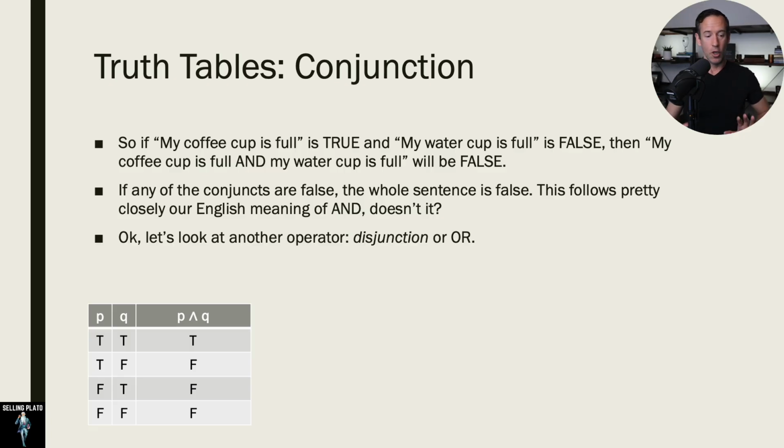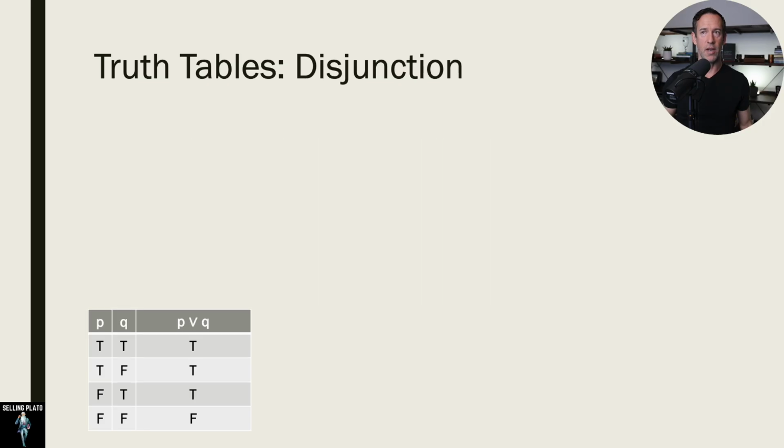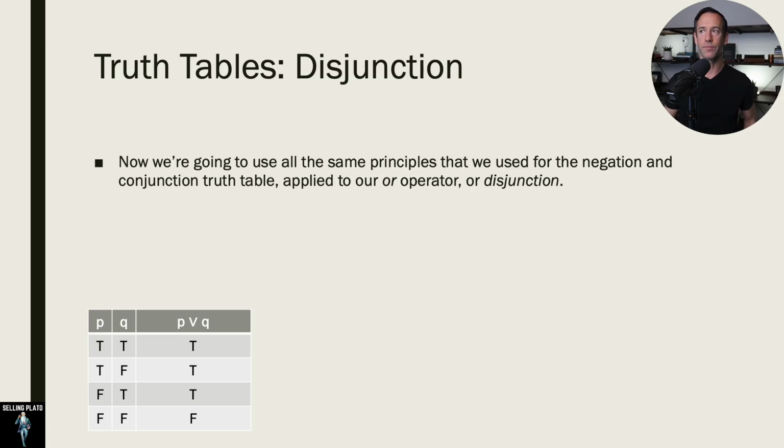All right, so we covered negation, we covered conjunction. Let's take a look at disjunction, or, and see what happens there. So you're going to see that the truth table looks pretty similar to the conjunction one, except on the right-hand side we have our disjunction, obviously, because that's what we're focusing on right now. We're going to use all the same principles that we used for the negation and conjunction truth tables, and now we're just going to apply them to this particular operator, disjunction.